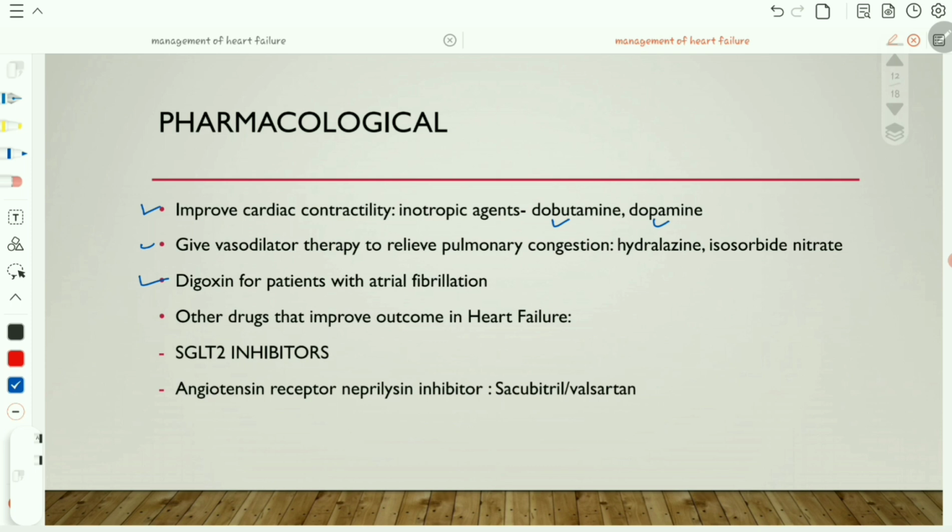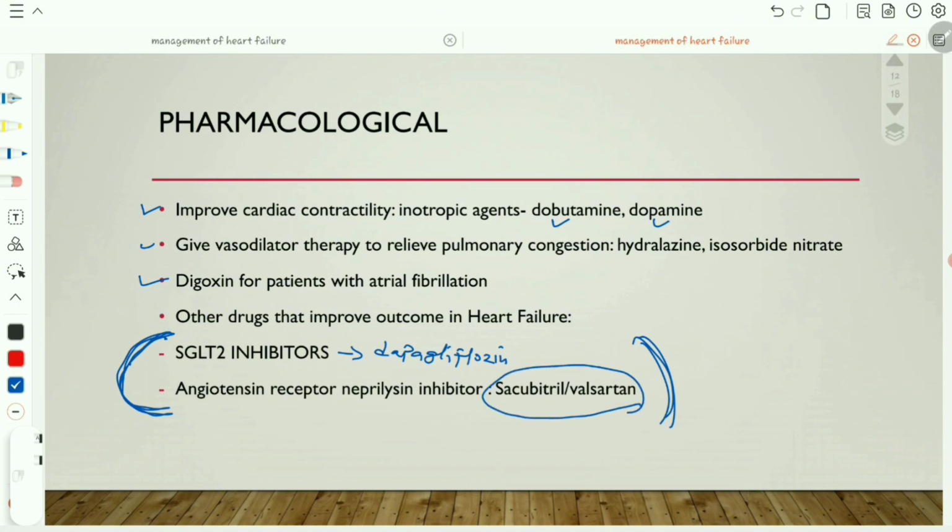Then you can't just go like that without mentioning these other 2 drugs, because they are now drugs that we are using in our clinic. SGLT2 inhibitors. They've been shown to improve outcomes in heart failure, and examples are dapagliflozin and the other one is empagliflozin. Then you also need to tell them about the angiotensin receptor neprilysin inhibitor, and the example is the combination sacubitril valsartan. Now, having mentioned this, I can promise you, you have actually impressed your examiner.